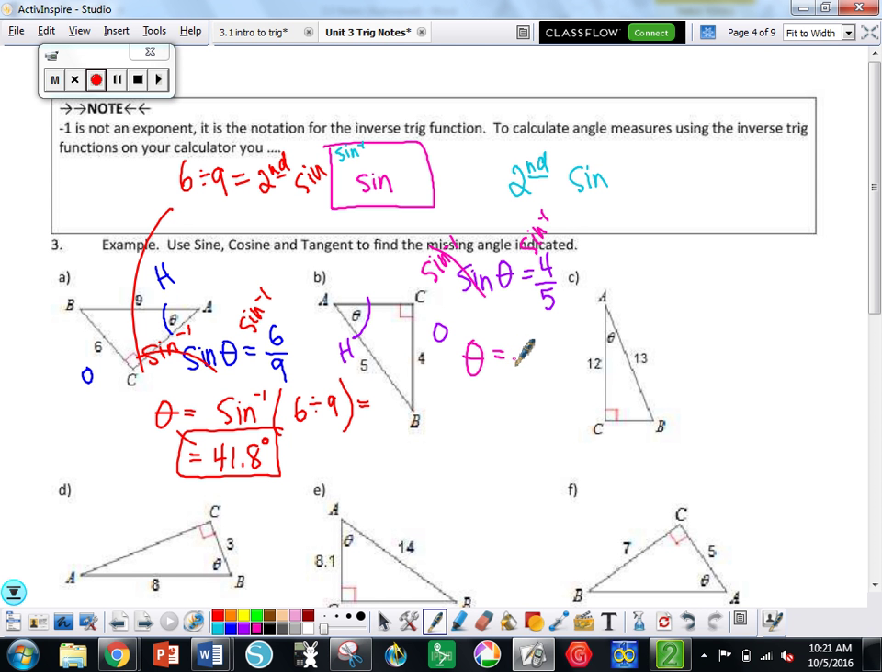So on your calculator, what's the sine inverse of 4/5? 4 divided by 5. 53.1. Feel good about this. 53.1 what? If I missed that, let me know. I'm not in good practice. Okay, try the next one.